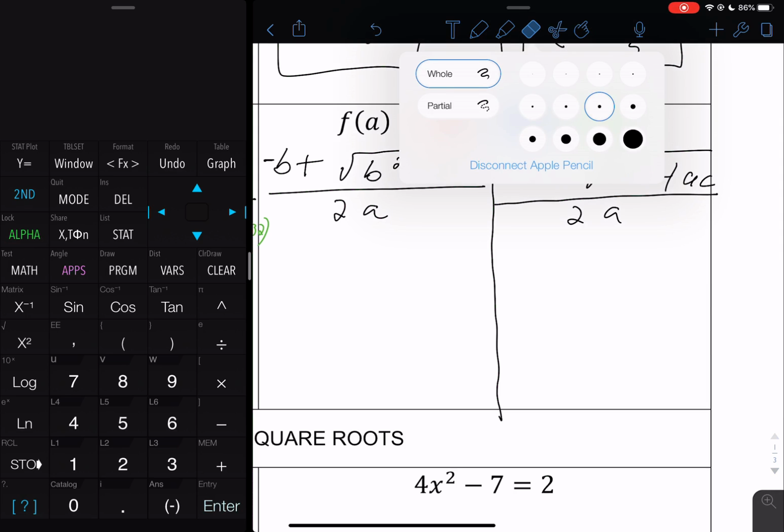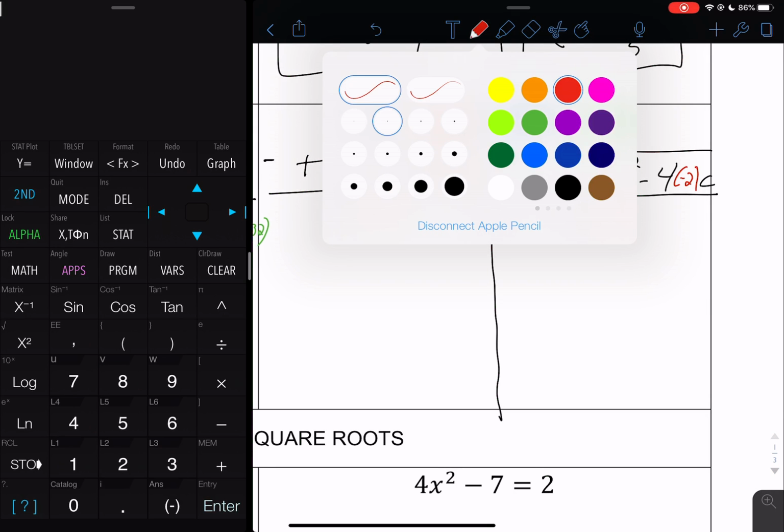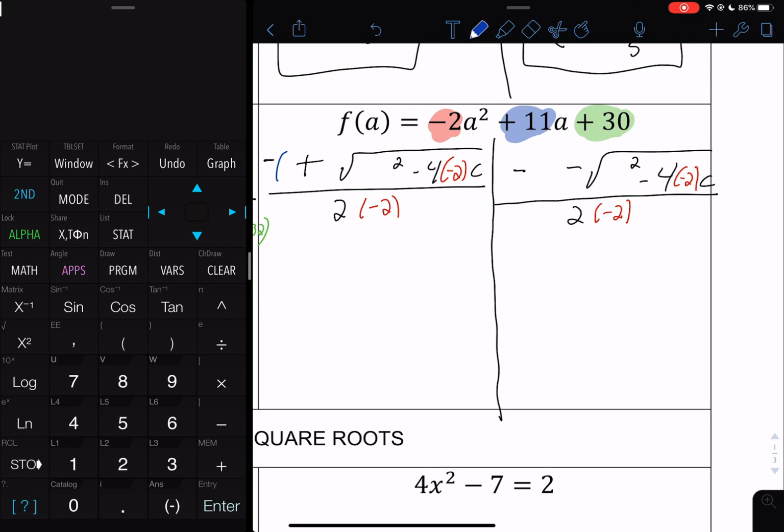Use your eraser. Eraser A. Plug in the negative 2. Eraser again. Eraser B. And plug in your 11.